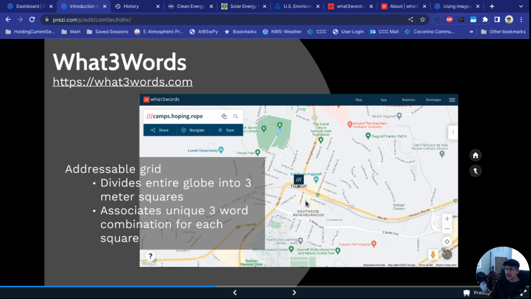And you could do this all over the place. There's an application that you can go out there and look at if you go to what3words.com and give it a try. It's another interesting way to look at the globe.